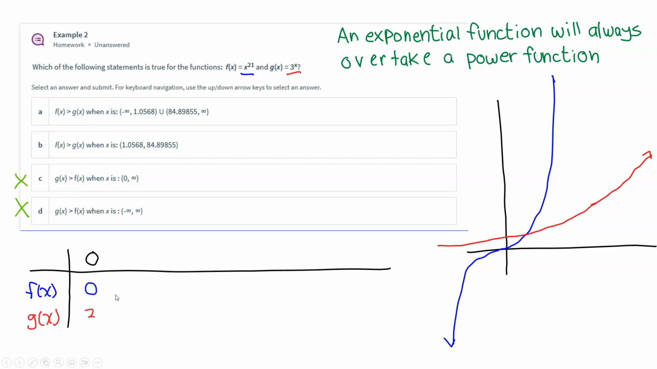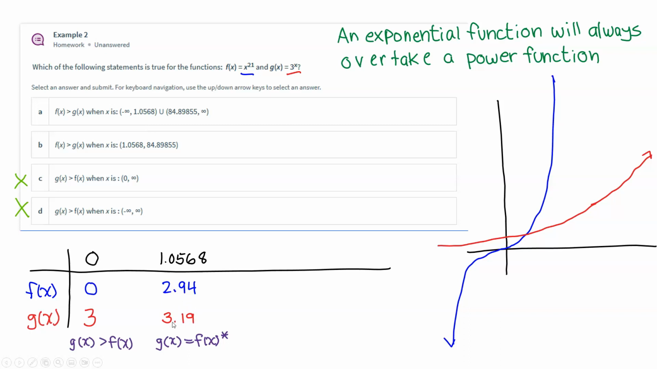And you can see that if you put some values in, at 0, f of x is 0, at 0, g of x is 3. So you can clearly see that f of x is smaller than g of x. But then when you hit this point here, about 1.0568, which you see appearing in a couple things up here, this is about where the two are equal.